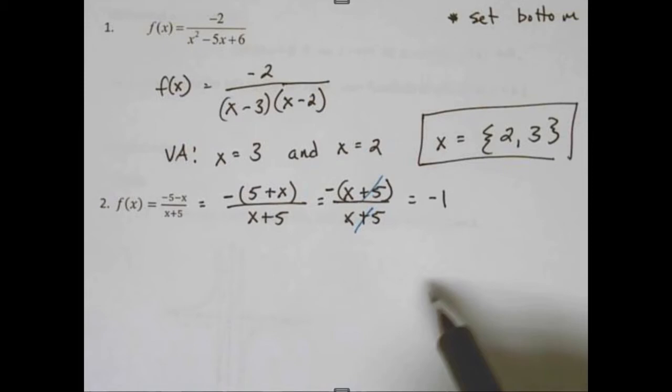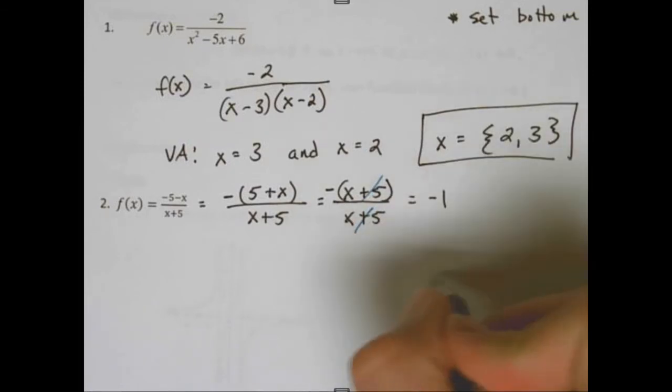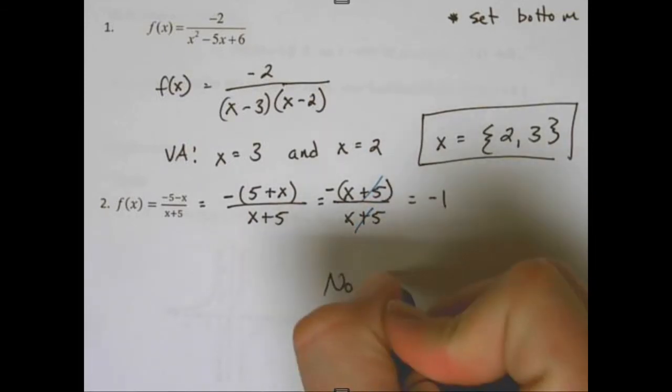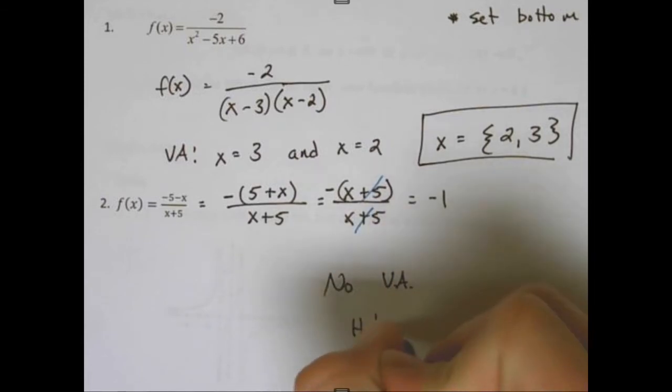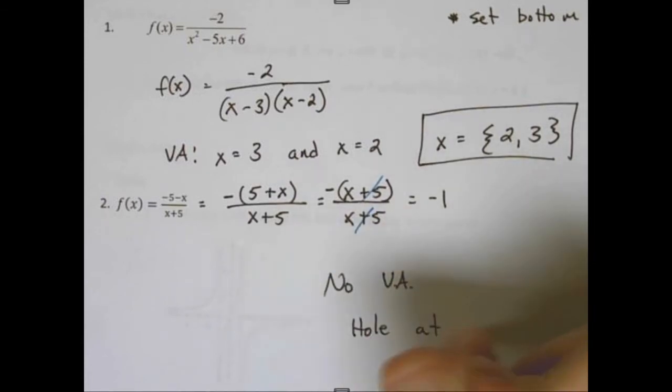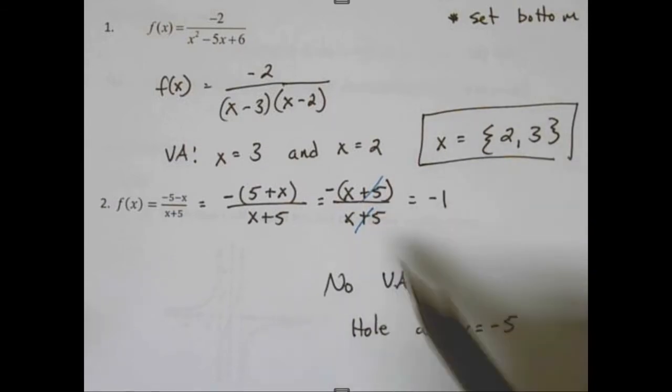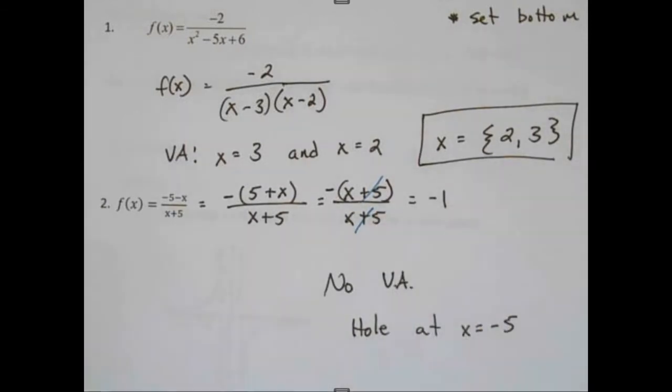So when those factors cancel, that's what we call a hole. So there is no vertical asymptote, and there is a hole at x is equal to -5. So set the bottom equal to 0 for what cancels, and that gives you a hole in the graph, which is literally just that. It's just a single spot in the graph where the graph does not exist. And we'll talk more about those in another video.